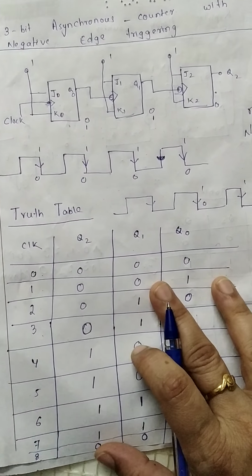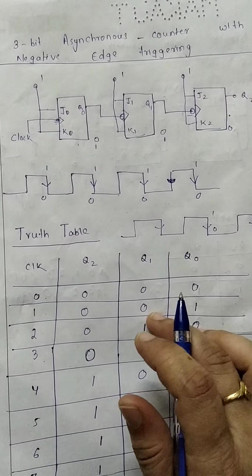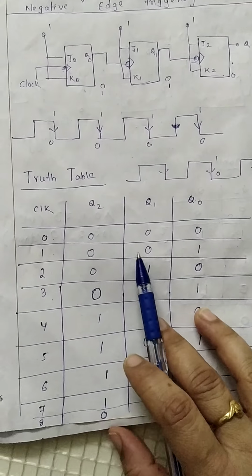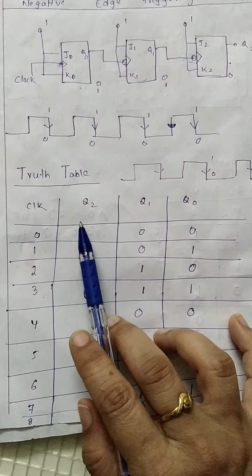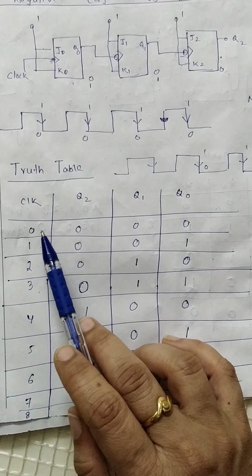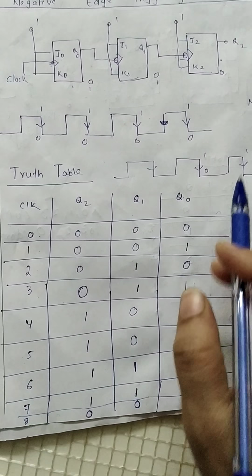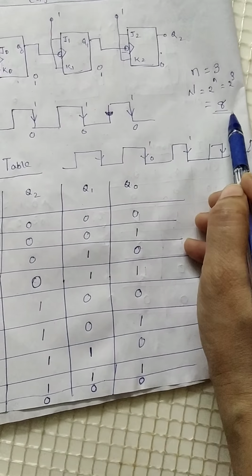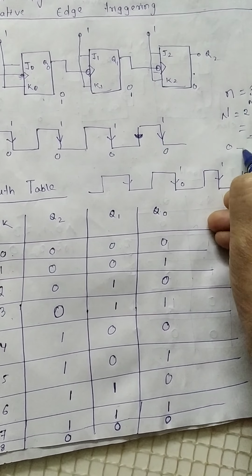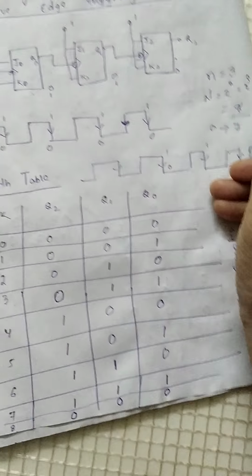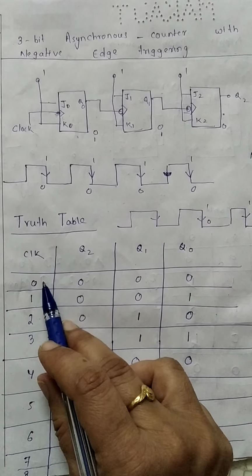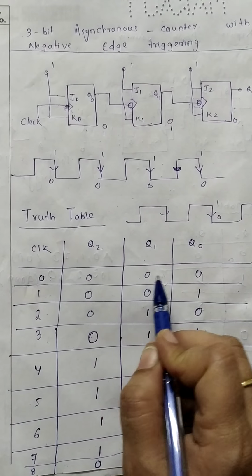Okay. So in the first case, I am showing here the clock pulse or the truth table when I am giving the different clock pulses, that is going from 0 to 7, because the maximum value we can have is 8 possible states. So if we start from 0, then my maximum count will be 7. So in the first case, my clock pulse is 0 and all the values are 0.